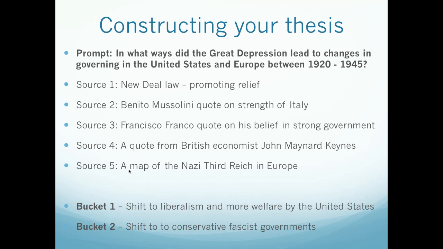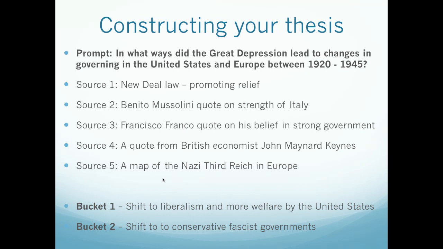So a non-text source, guys, can be any number of things. It can be a political cartoon, it can be a map, it can be a chart. In this case, it's a map of the Nazi Third Reich. So in this case, we have our five sources. And so right off the bat, I look at the prompt: in what ways did the Great Depression lead to changes in governing in the United States and Europe?